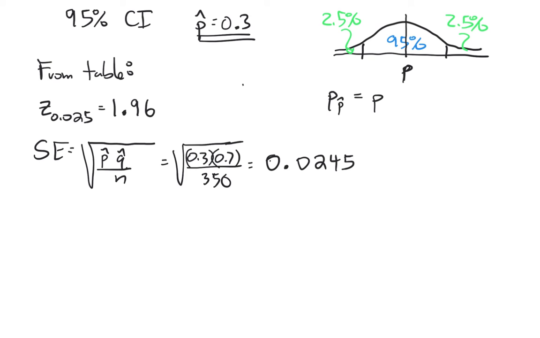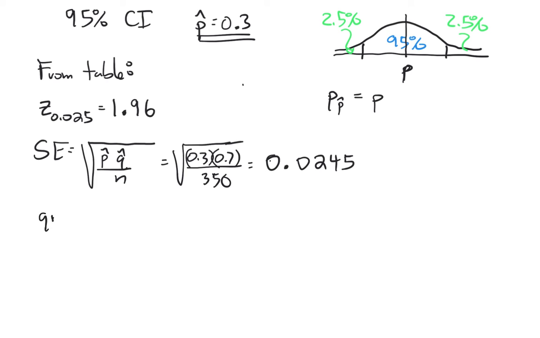Of course it is. Our standard error for this sampling distribution, well, that's just p hat times q hat over n. Remember, our sample is large enough that these are really close to the true values, which is great. So we get p times q over n, and then take the square root. And if you do that calculation, you get 0.0245. Okay, we have everything we need to be able to build our confidence interval.